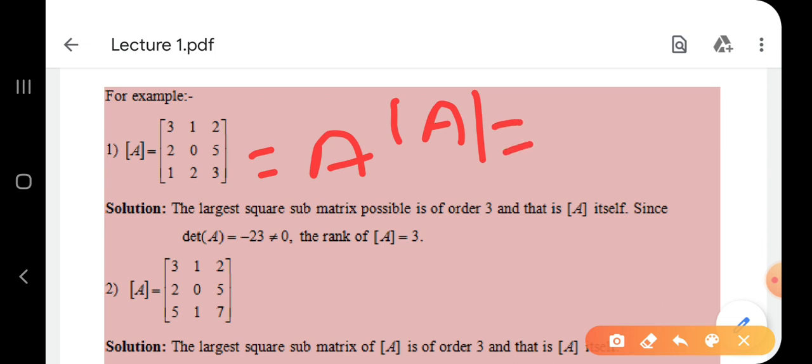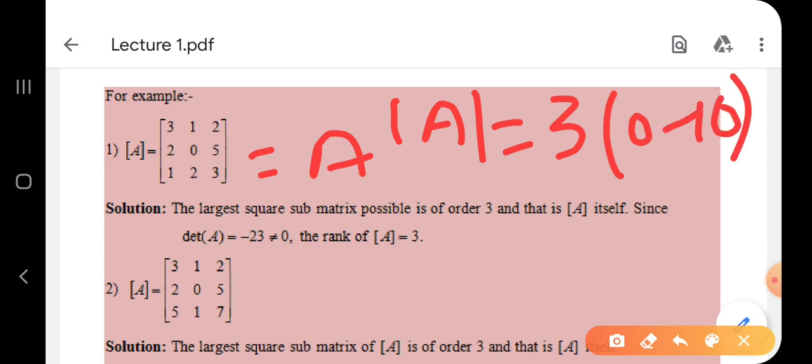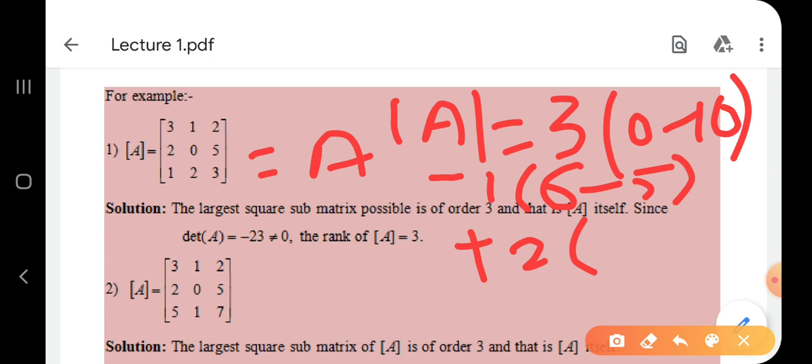Determinant of A is equal to, we know how to evaluate this determinant, 3 into 0 minus 10, first value, right, minus 1 into, yes, do the calculation, 6 minus 5, and the last one plus 2 into 4 minus 0.